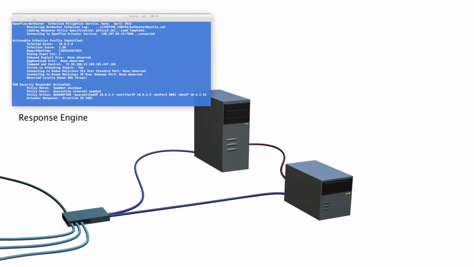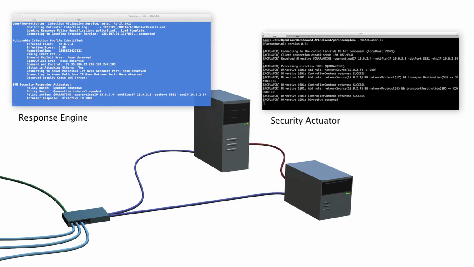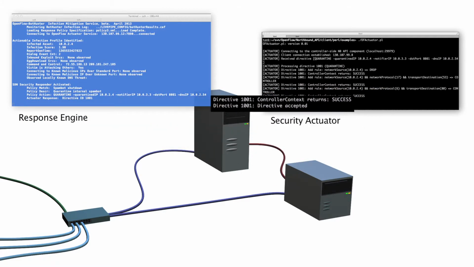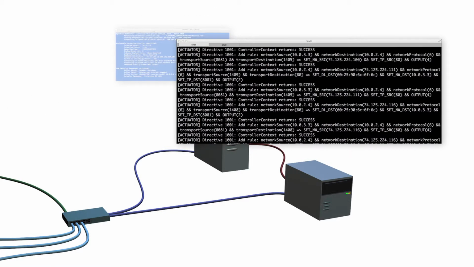The response policies are specified in XML and enable the response engine to translate the infection profile into actionable security directives. When it catches our spam client, the response engine immediately forwards a quarantine directive to the security actuator. The security actuator operates as an interpreter, translating the high-level security directives into flow rules that halt or manipulate the malware's ability to communicate or attack others.